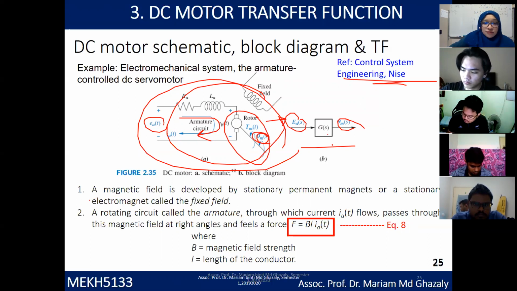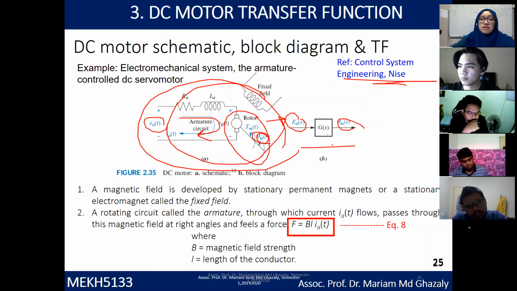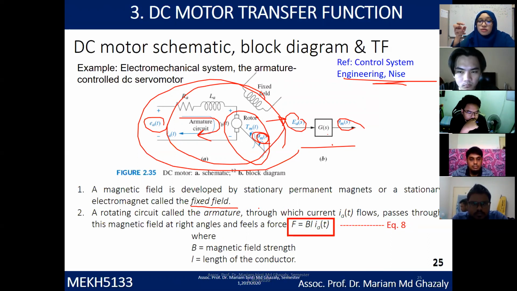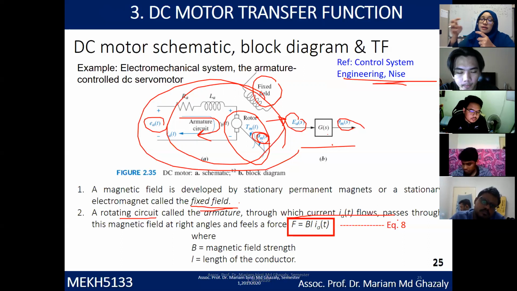A magnetic field is developed by stationary permanent magnets or a stationary electromagnet, called the fixed field. Basically, if you have a rotary motor, the rotor is moving in rotary motion. Normally you have a permanent magnet or a current through the coils. So fixed field means that you have the permanent magnet. For the armature current, when you have a current flowing through the magnetic field, meaning current flows through the coils, it will produce the magnetic field.